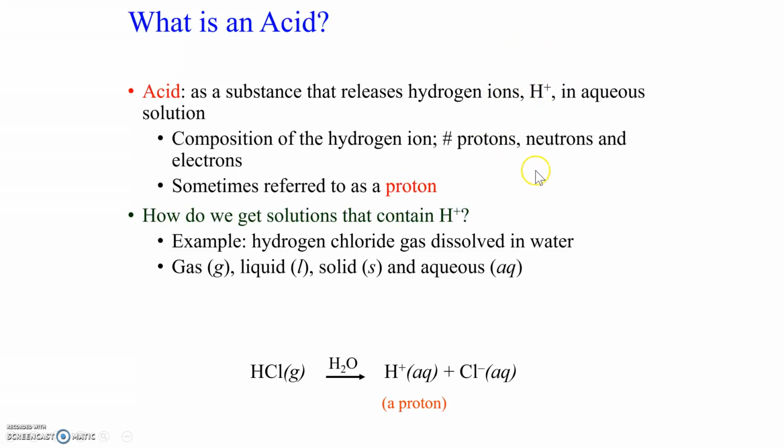So how do these form in solutions? Here's an example of hydrochloric acid, which is a gas. When you bubble that gas through water, it dissociates into H+ and Cl-. So you form that hydrogen ion, or proton, in water. This reaction can occur with gases, liquids, and solids. Again, once we dissolve that in water, we are forming an aqueous compound.